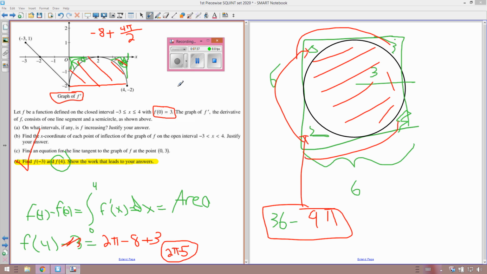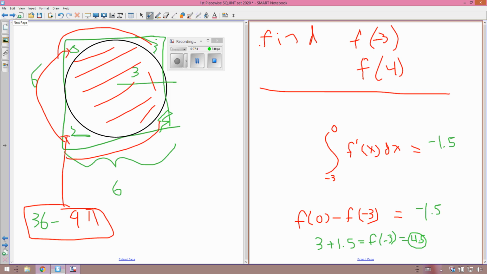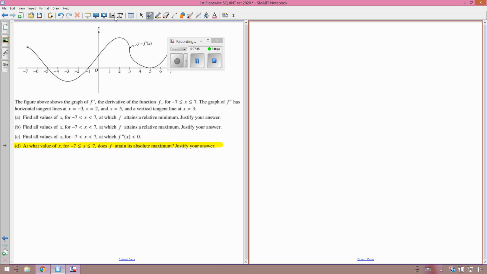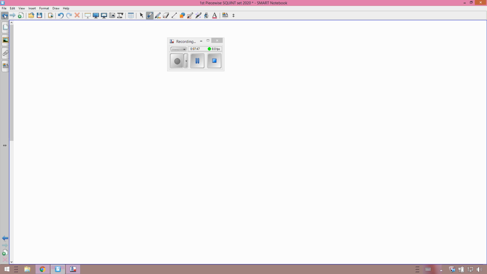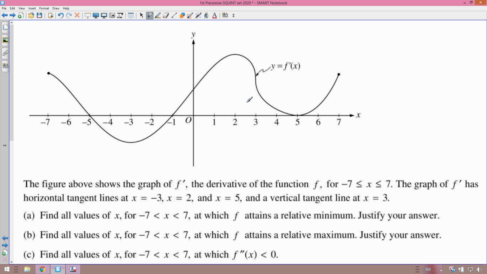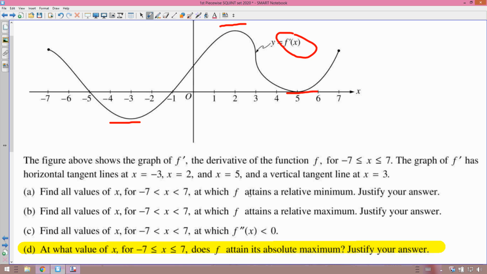All right, so let's move on to the next problem, the part D of the next problem that you were doing right here. So let's get in there a little bit and kind of look at what's going on. So we've got this derivative again. This is the derivative, and they do give you a couple of things. They give you that these are horizontal tangent lines. I don't know if we need that yet, and that's kind of it.